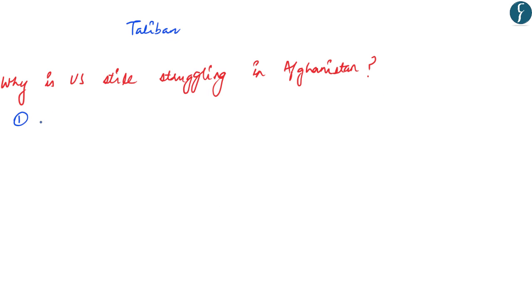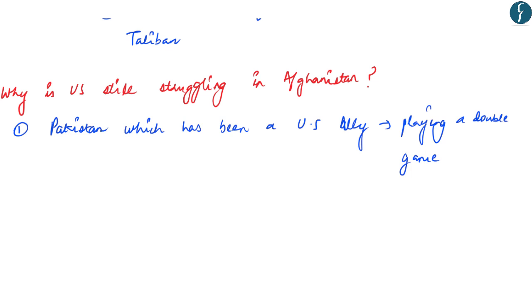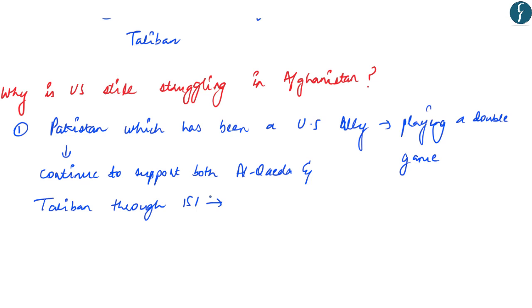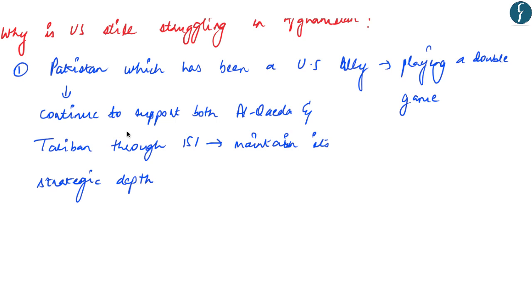Firstly, Pakistan, which has been a US ally in Afghanistan, is playing a double game. And how is Pakistan doing so? Pakistan, through ISI, continues to support both Al-Qaeda and Taliban. And through this, Pakistan is able to maintain its strategic depth in Afghanistan. So this is one of the reasons why US is still struggling in Afghanistan.